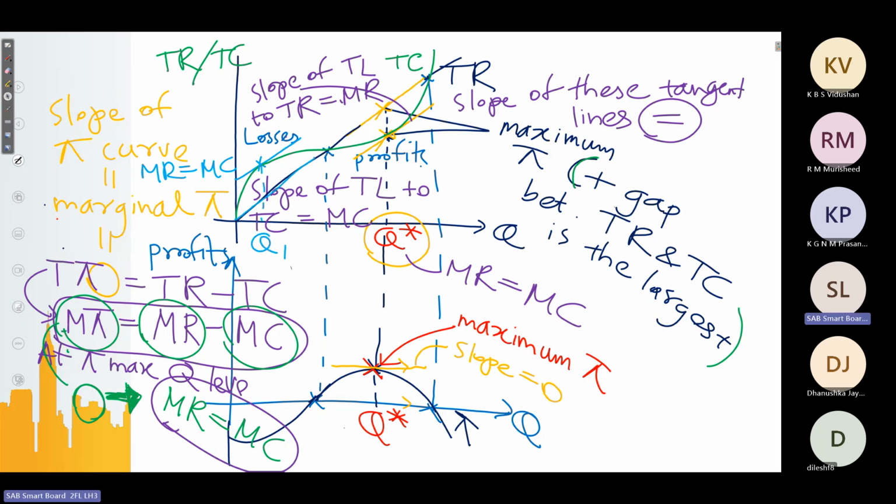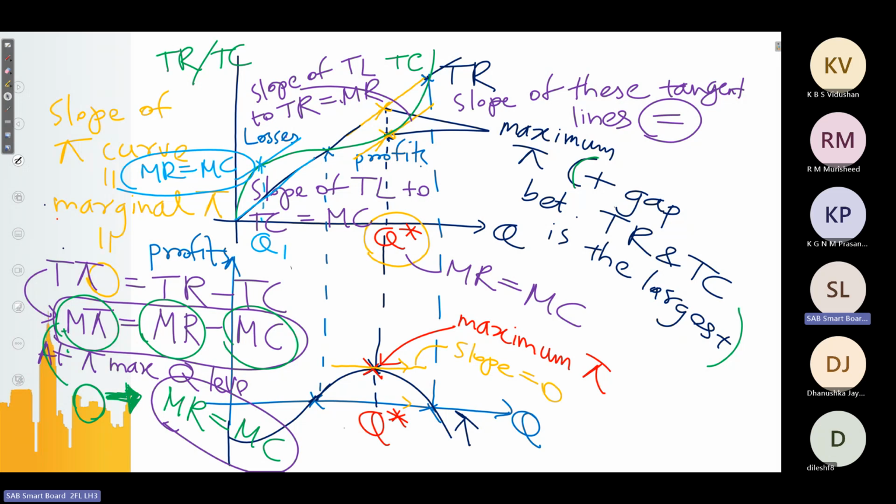let's call it Q1. At Q1 also we have MR equals MC condition. Can we consider this output level also as the profit maximizing output level? No. Why is that? Over this range we have losses, not profits. Only over this range we are experiencing profits. So even though MR equals MC condition is there at Q1, it is not about profit maximization.